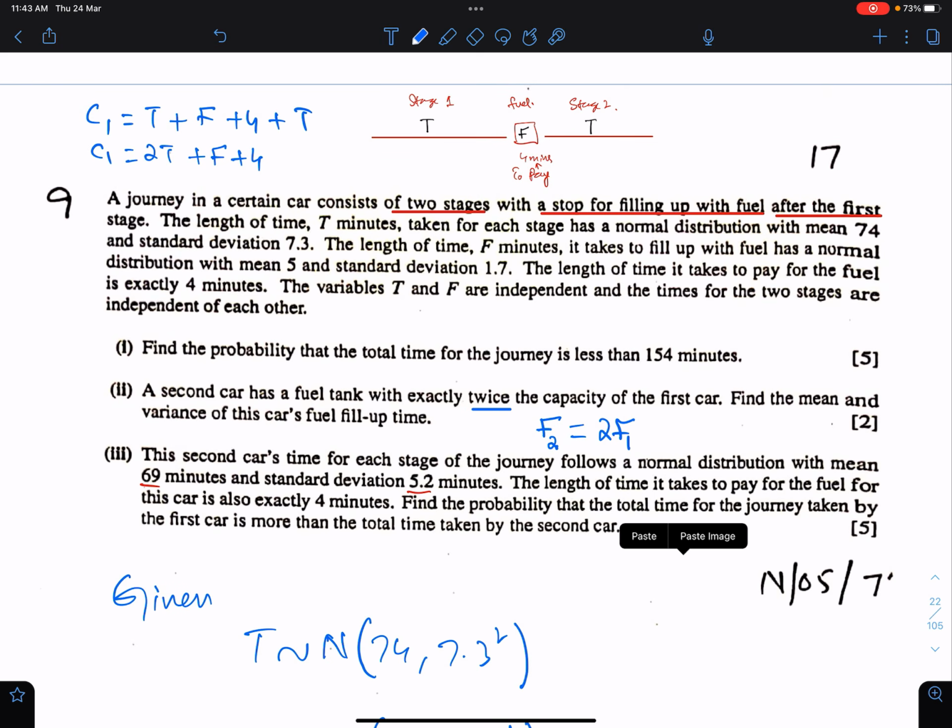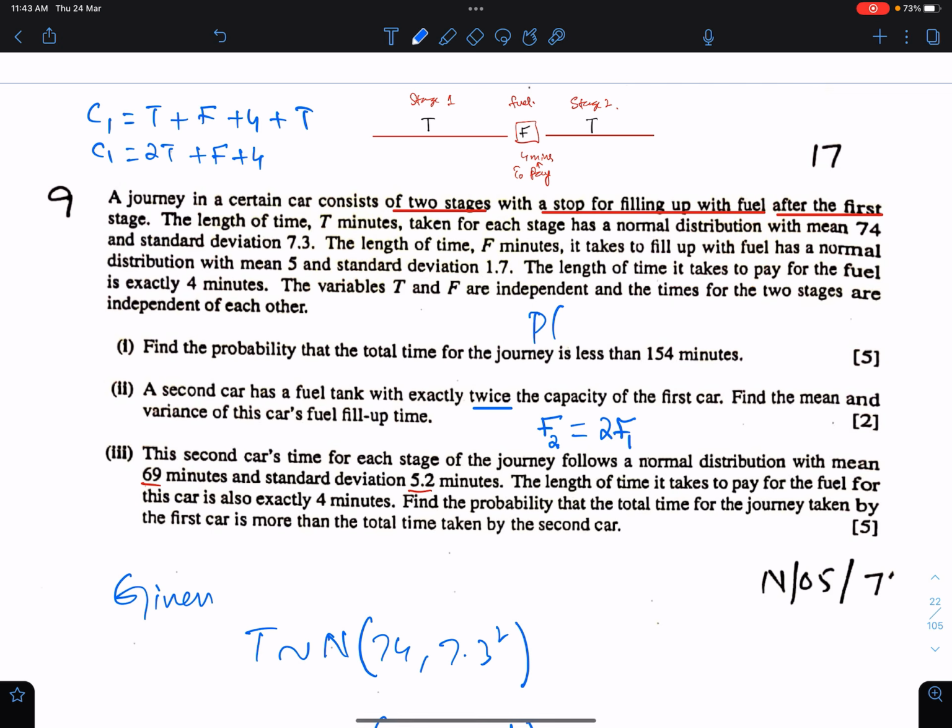And we need this probability. Probability 2T plus F plus 4 less than 154. This is the requirement of this part. The total time for the journey is less than 154 minutes.